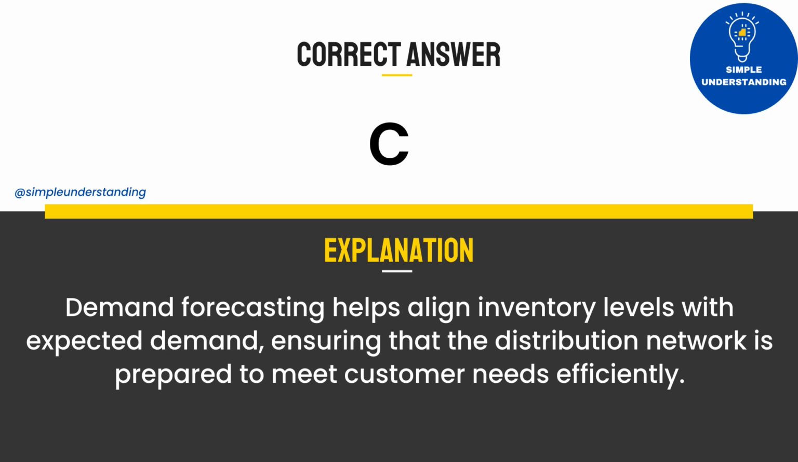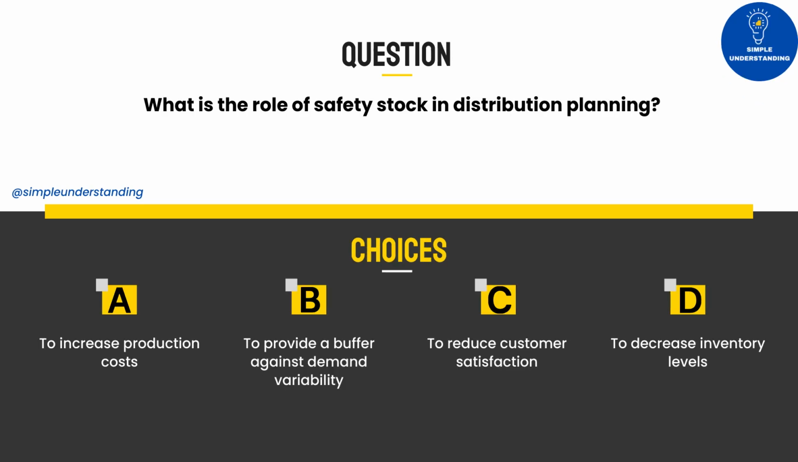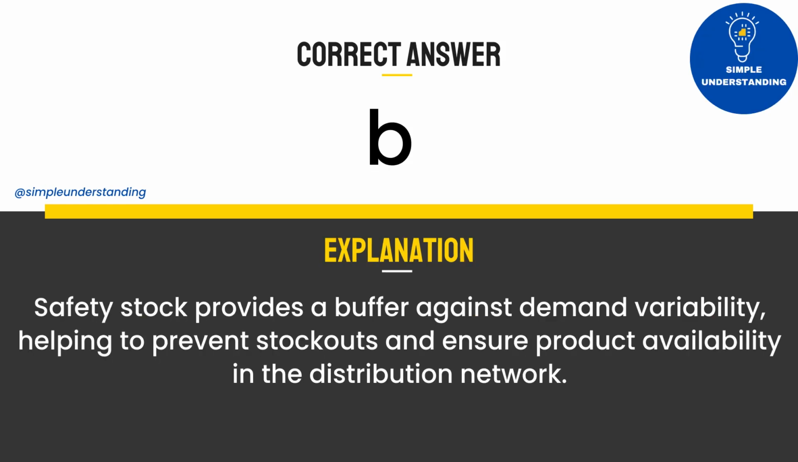Demand forecasting helps align inventory levels with expected demand, ensuring that the distribution network is prepared to meet customer needs efficiently. 6. What is the role of safety stock in distribution planning? A. To increase production costs. B. To provide a buffer against demand variability. C. To reduce customer satisfaction. D. To decrease inventory levels. Correct answer, B. Overall explanation.